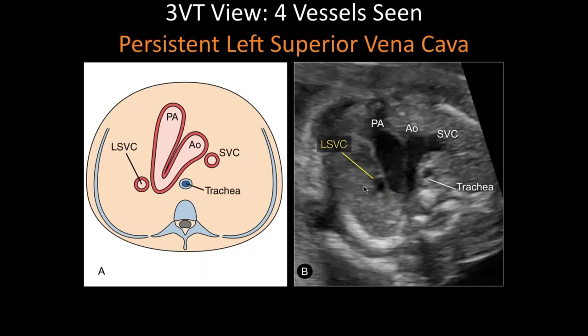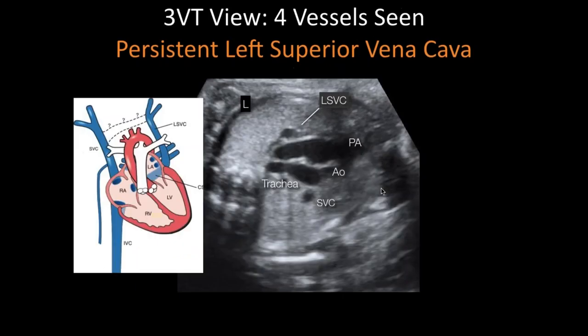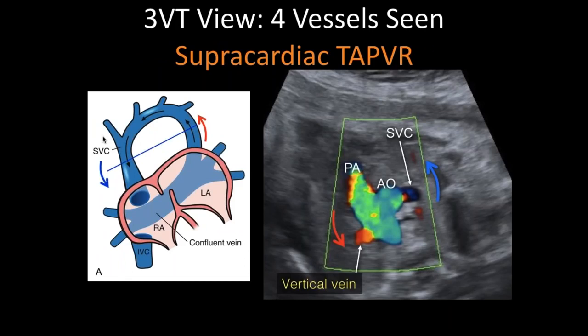But it's really important. So when you see an additional vessel, your first thought should be this is probably a left superior vena cava. Statistically, that's the most common. However, as I mentioned, that is associated with absence of the brachiocephalic vein. But how do you know that this is not the vertical vein of a supracardiac total anomalous venous return? So what does that mean?